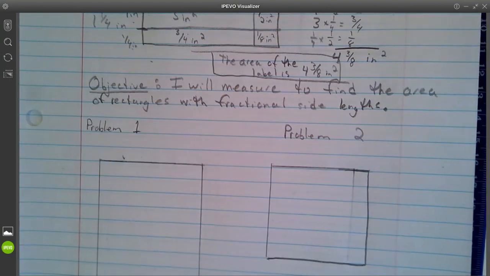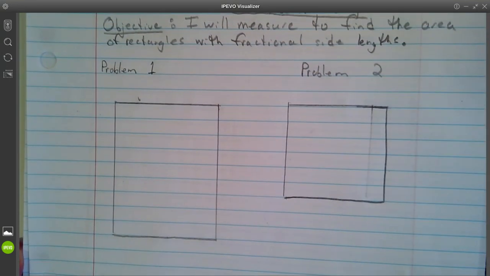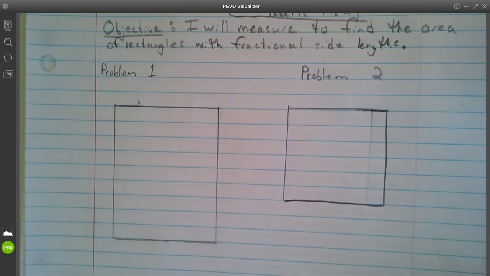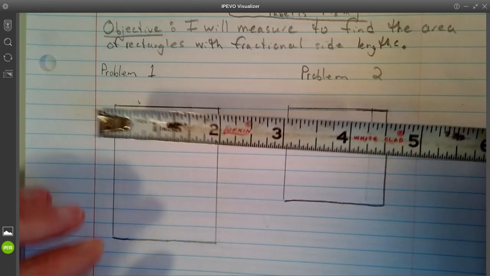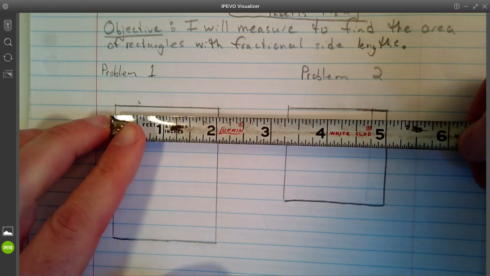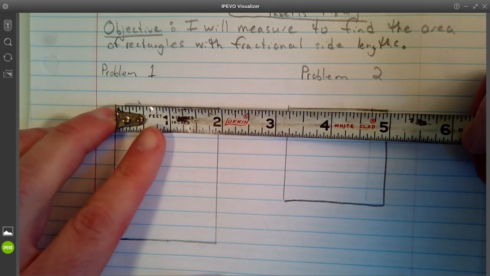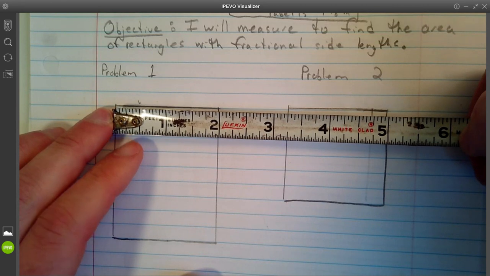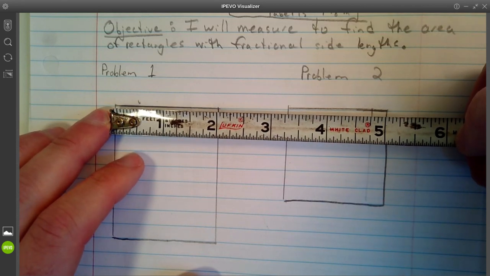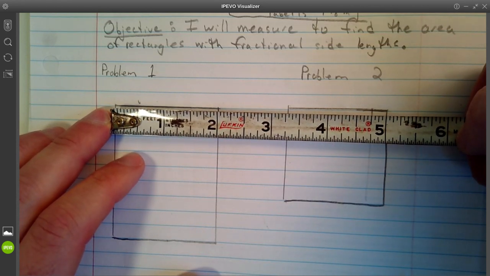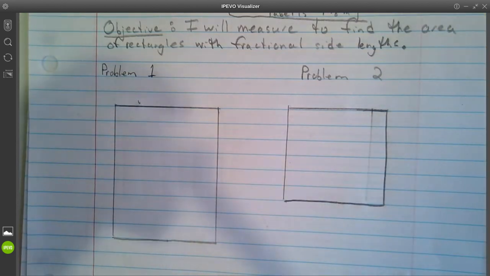There's our objective again. I will measure to find the area of rectangles with fractional side lengths. And let's look at problems 1 and 2. I just have a little tape measure here. So you can see that side, if we're measuring to the nearest quarter inch, goes right to 2 inches. All right, so that side is 2 inches.